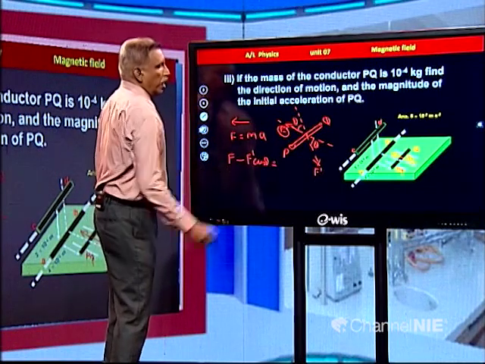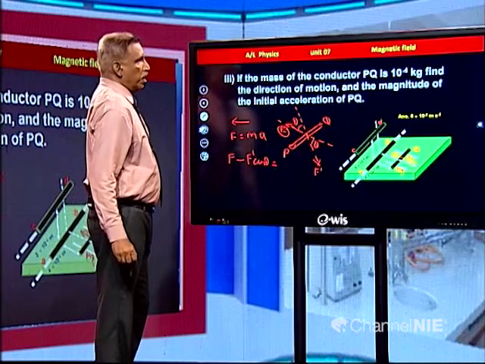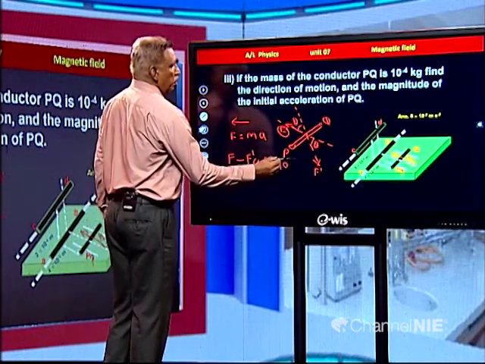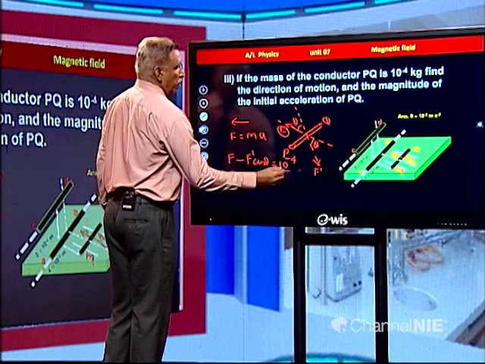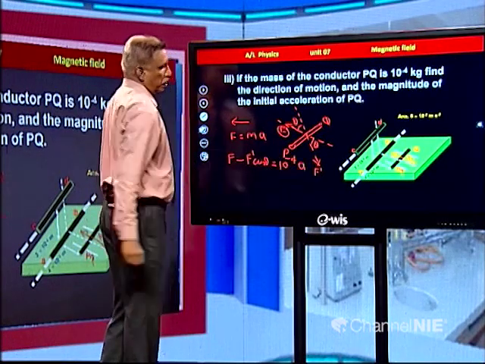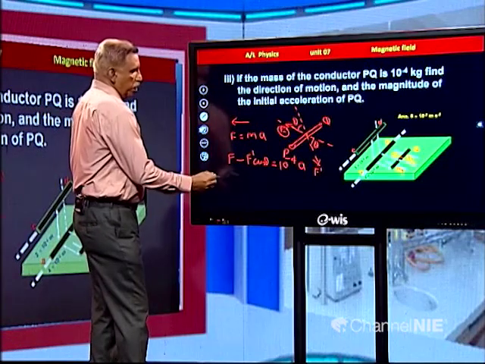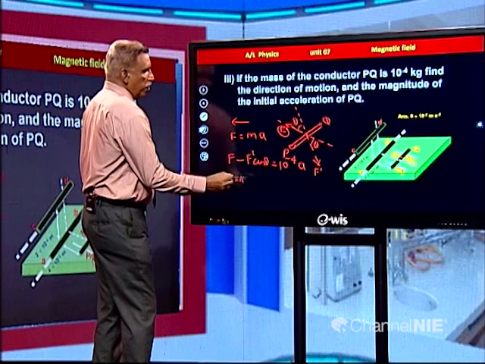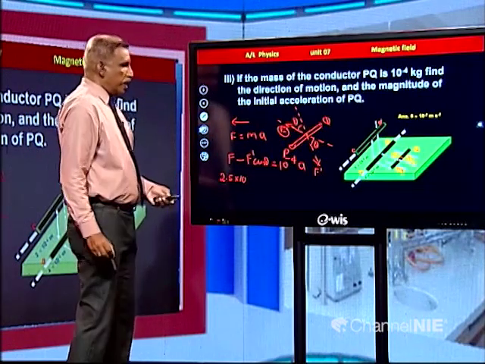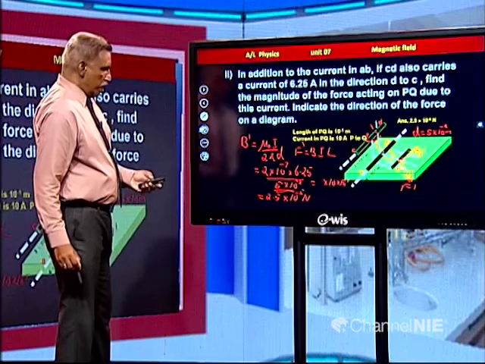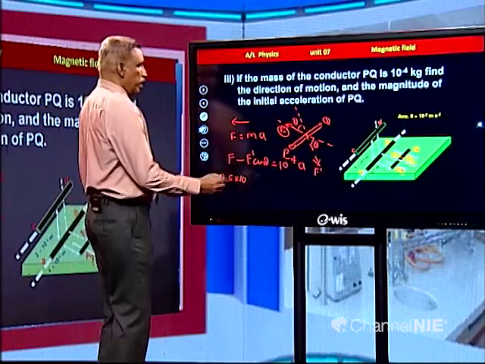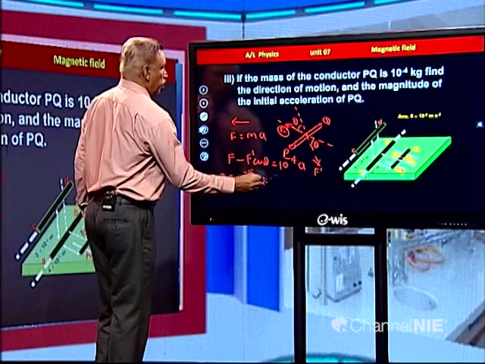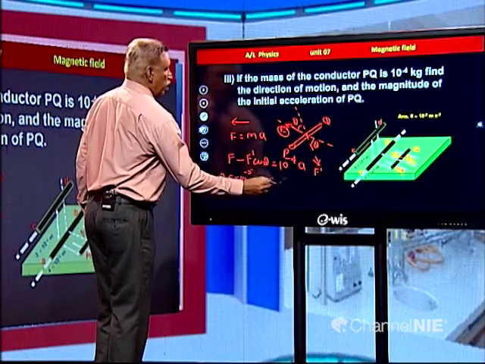And M is the mass of the conductor PQ. That one is 10 to the power minus 4 kilogram. A is the acceleration. So you substitute 2.5 into 10 to the power minus 5, and you get the answer already. 10 to the power minus 5, minus again 2.5 into 10 to the power minus 5.